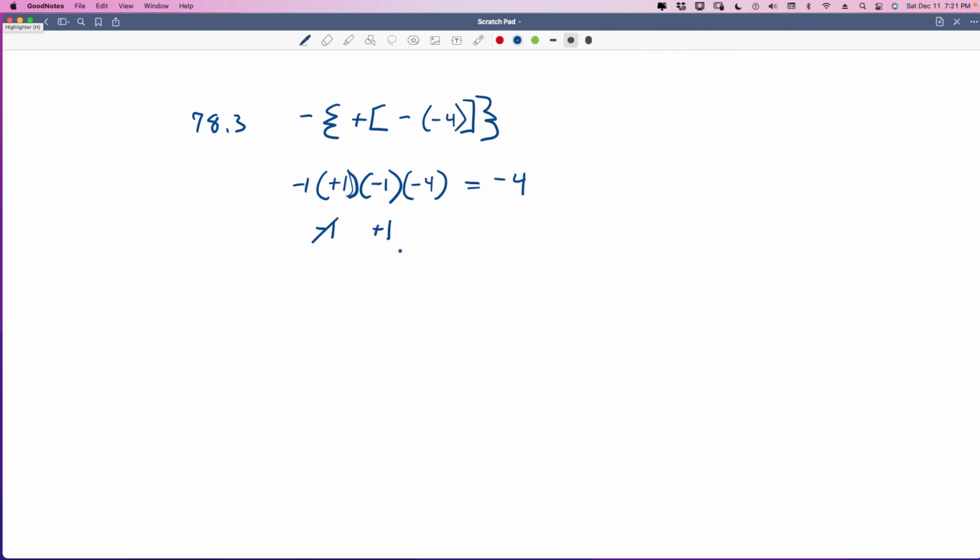Either way you do it, you're going to end up with the same number, even if you go the other direction. -1 times +1 is -1. -1 times -4 is +4. -1 times +4, still a -4. Okay? So again, even number of negatives is a positive. Odd number of negatives is a negative.